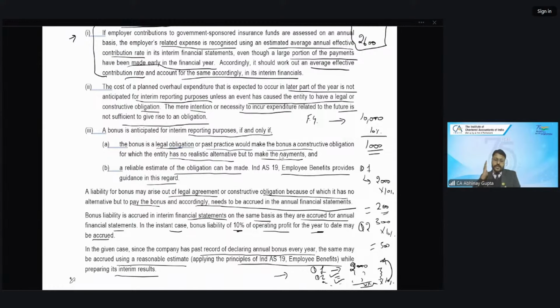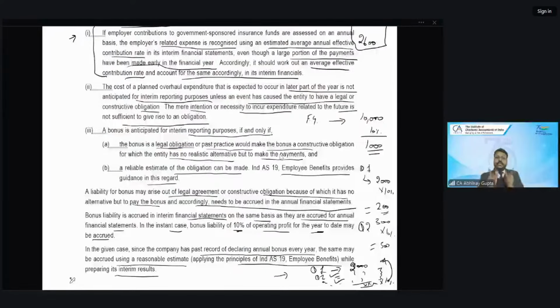So whatever has to be recognized, the way it should be recognized in the annual, it will be recognized in the interim as well. All the incomes, all the expenses for that quarter will be recorded and reported in that quarter itself. No relaxation, right?